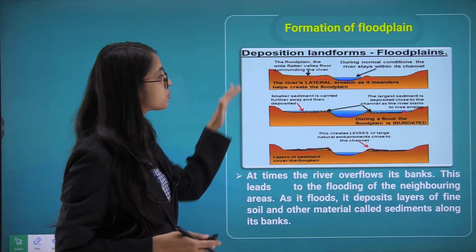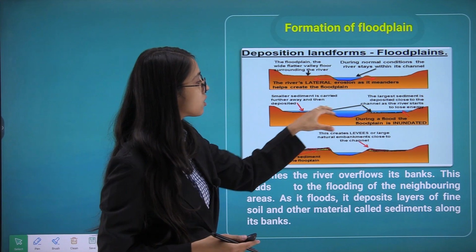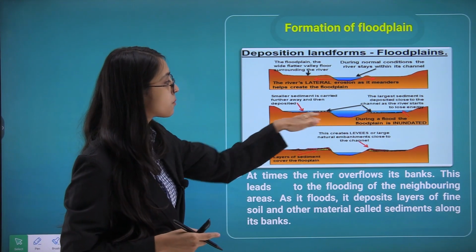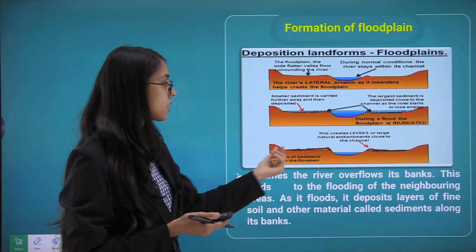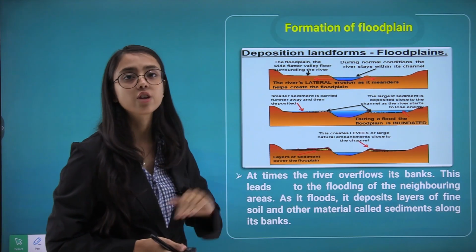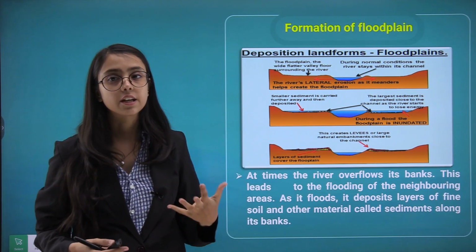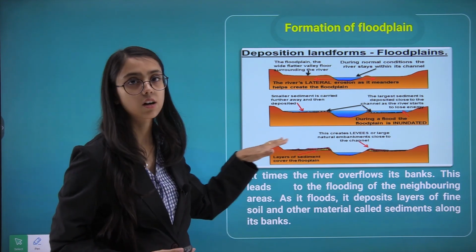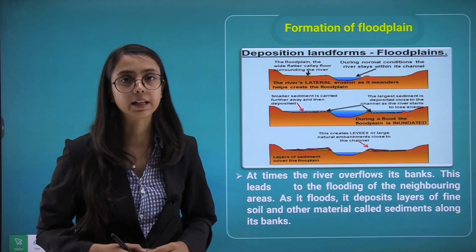As you see here, the level of water rises and all this material such as gravel, stone, and soil gets deposited here on the land. As soon as the flooding ends, the material still rests on the surface of the land. This results in the formation of flood plains. A new plain layer is formed on top of this. This is a flood plain.